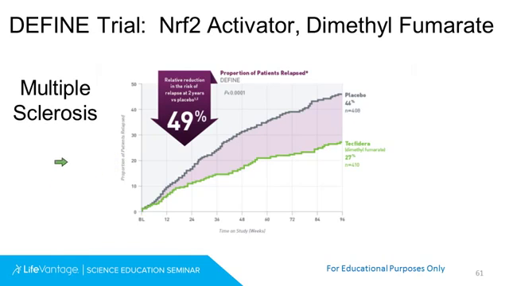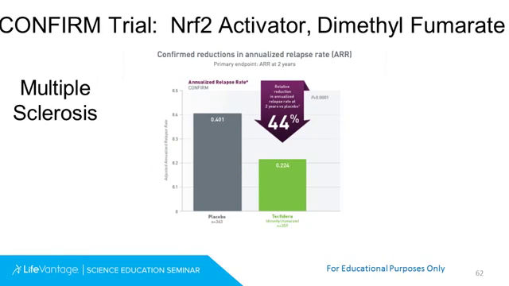In the DEFINE trial, they showed a 49% reduction in relapse rates at 2 years in the patients that were taking the drug. They then did another study called the CONFIRM trial, and in this study, they showed a 44% reduction in relapse rates at 2 years. So that's pretty amazing. And this particular drug, in its first year, sold $3 billion worth of product. In their second year, I think it was $4.2 billion. I think it became the most widely prescribed multiple sclerosis drug in the United States in just the first 2 years of its use.